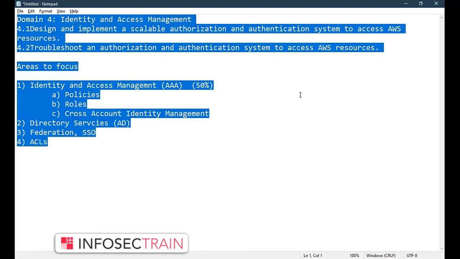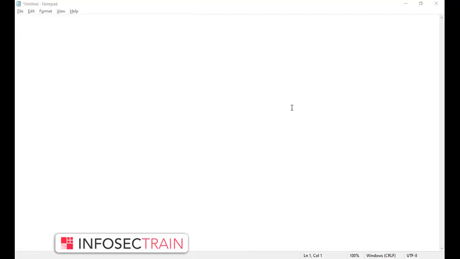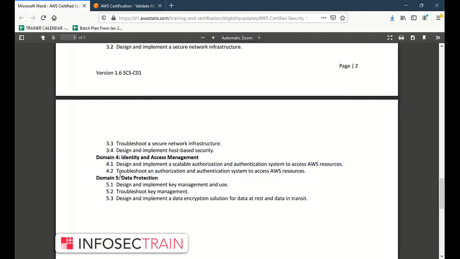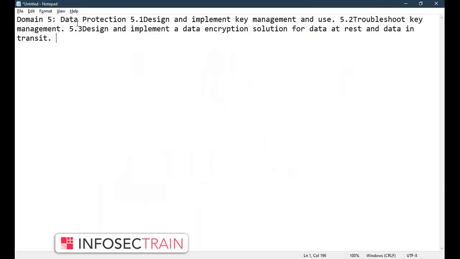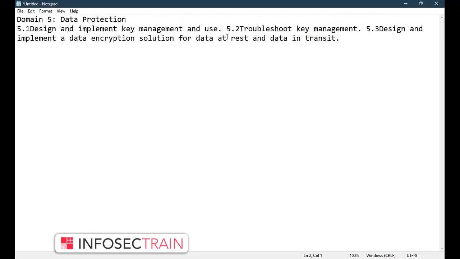So the next one is the last domain, which is domain 4, and then domain 5. Domain 5 is very easy. Domain 5 means how you manage the data in your cloud, or how you can protect the data in your cloud. This domain is very, very critical. I think most people are aware of this concept, but still I'll explain the basics.